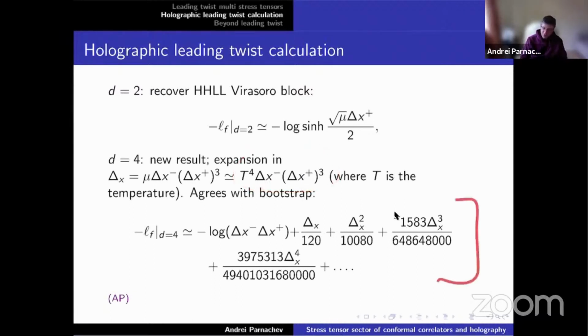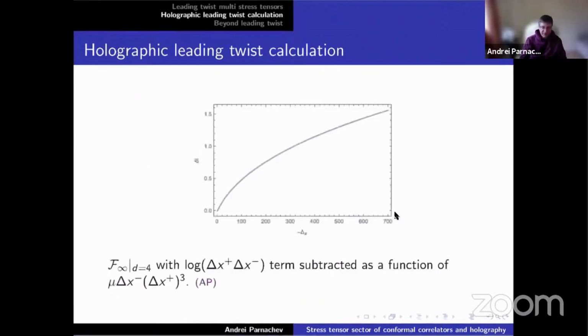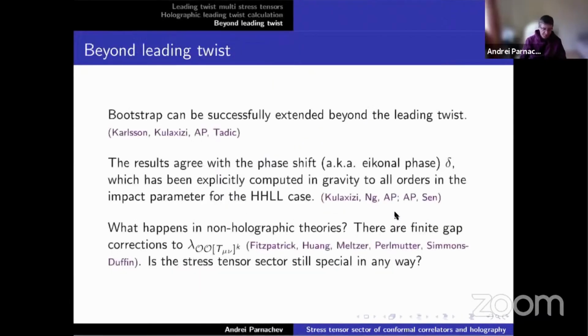And these are the first few terms in the expansion, which indeed reproduce the bootstrap result, and of course give you infinitely many more, much easier. So this is actually the whole result, the whole resummed function that you can write down. So this is holography.